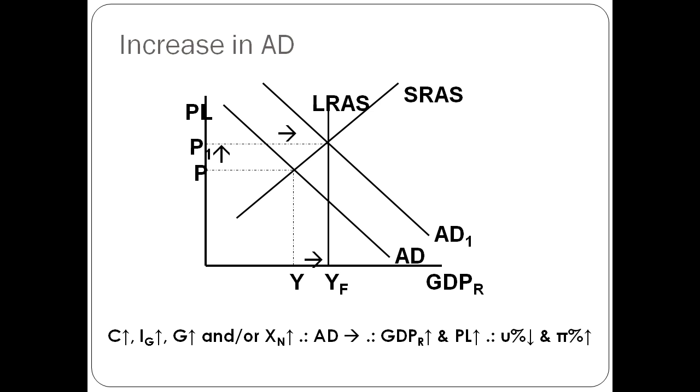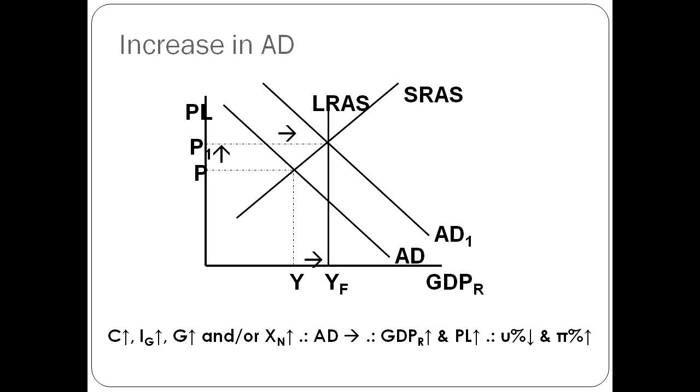This would imply that aggregate demand would shift to the right, which implies that real GDP goes up and the price level is going to go up. You can see here that when aggregate demand shifted to the right from AD0 to AD1, we're now back at full employment output, and the price level has risen from P to P1, and output has risen from Y to YF, because we're back at full employment output.